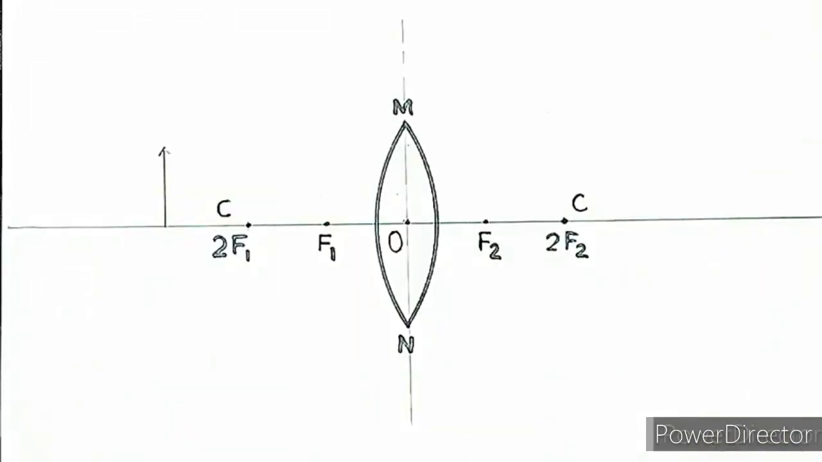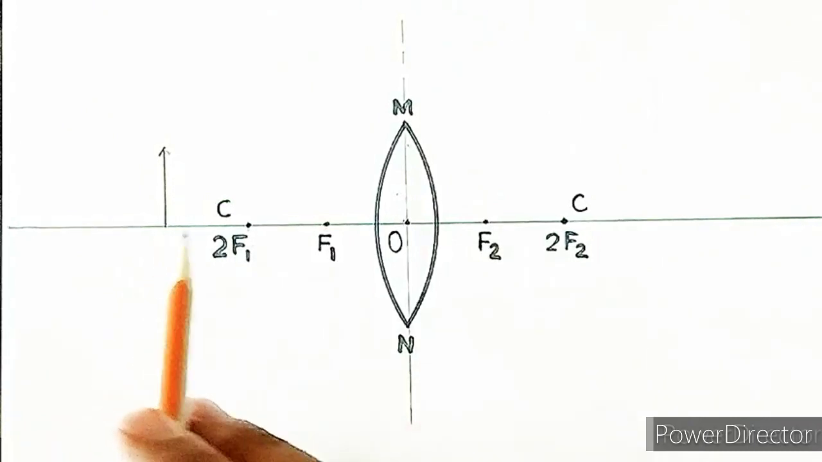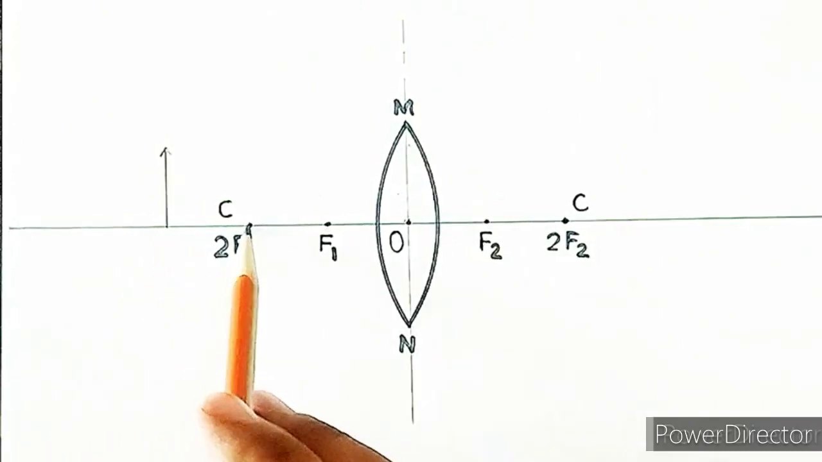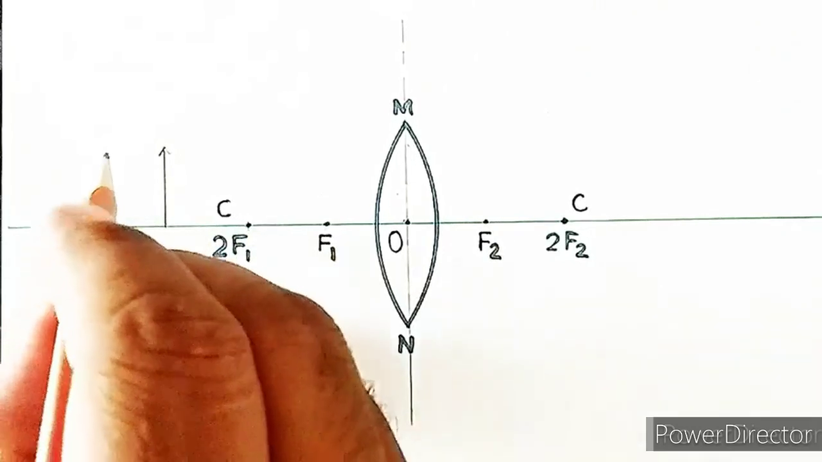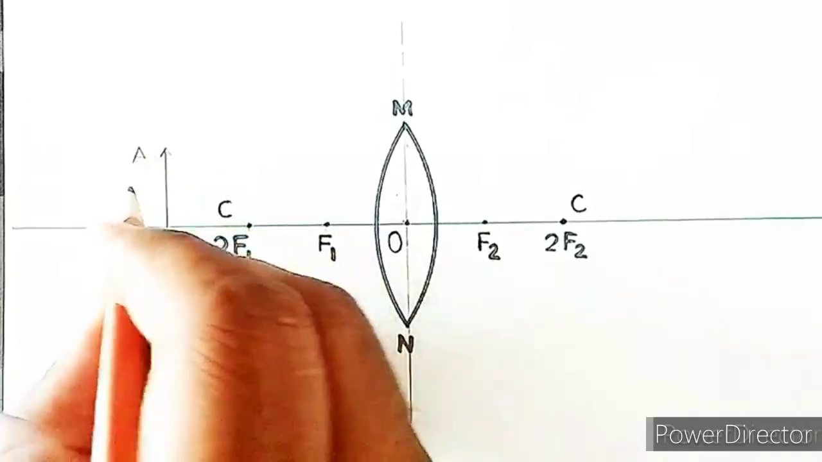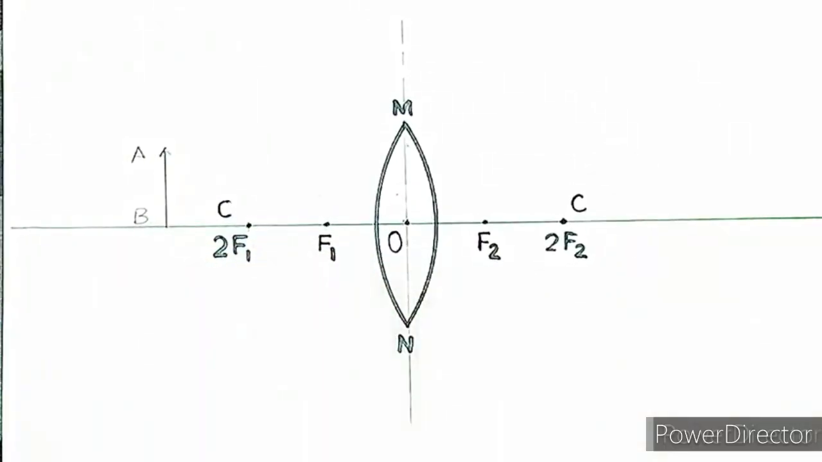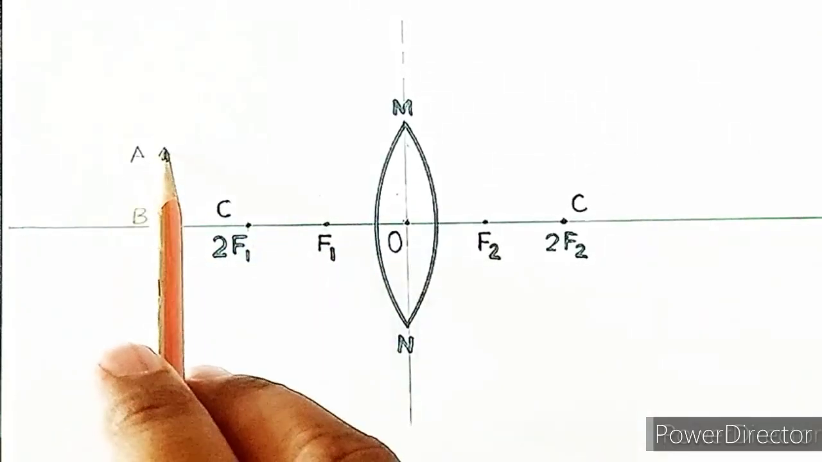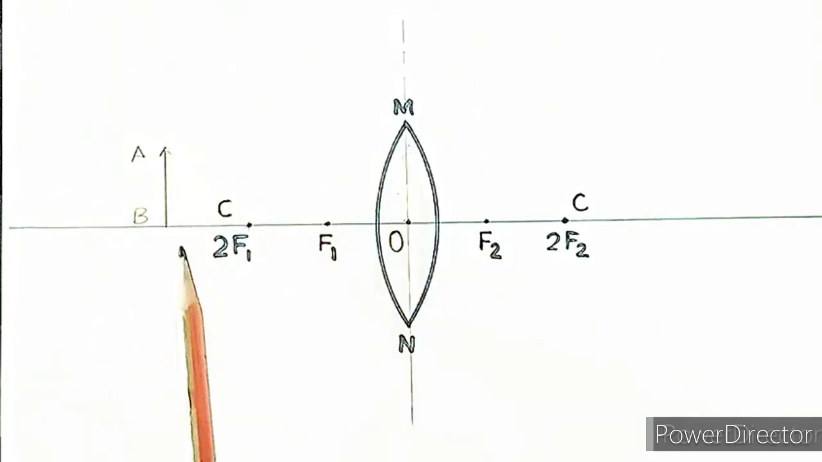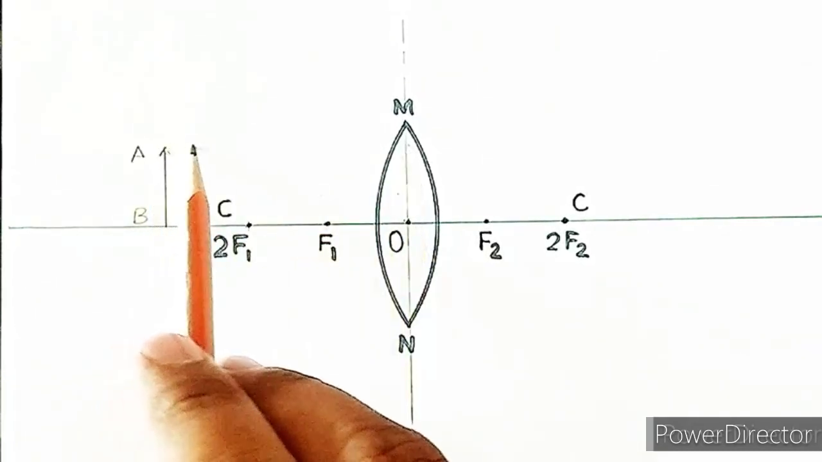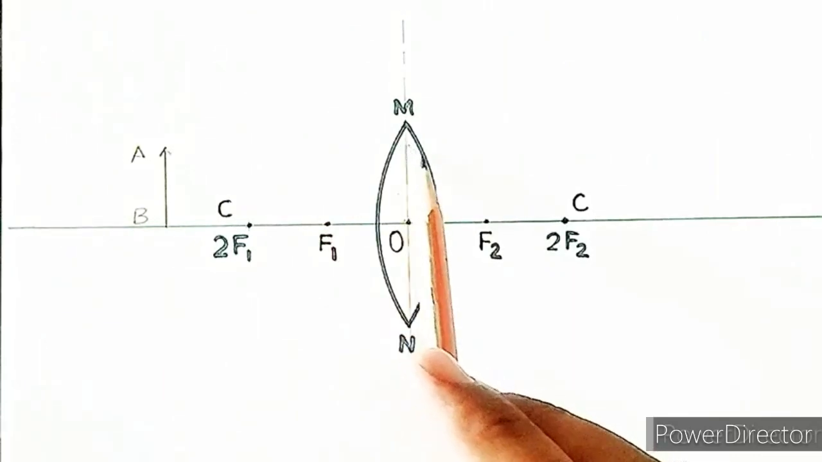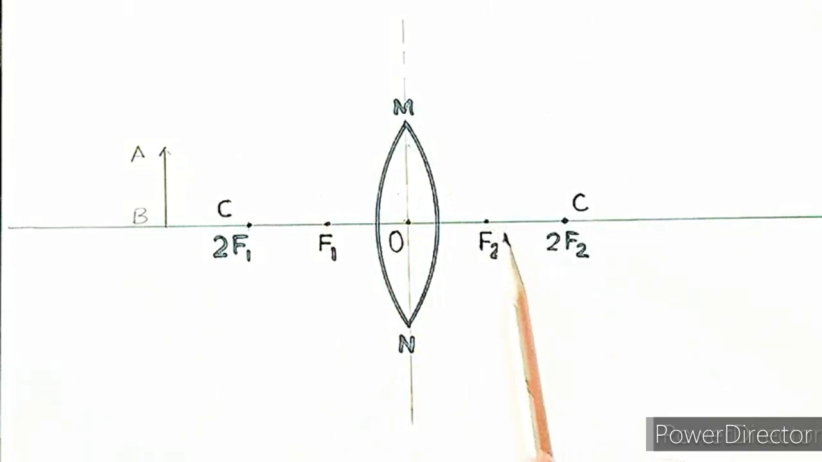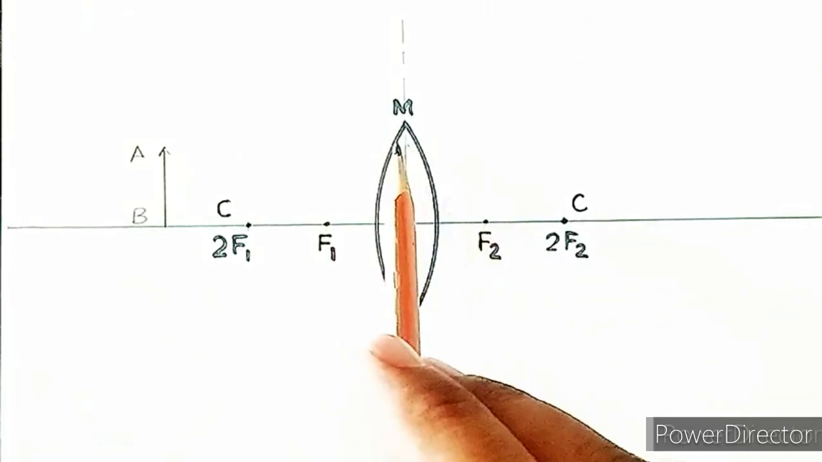Now let us draw the second position from the table. You have an object beyond 2f1. This is your f1, this is 2f1. The object is beyond 2f1. Let the object be AB. So the first ray will be a ray of light parallel to principal axis. This is your principal axis. After refraction, it will pass through F. This is F, that is F2.